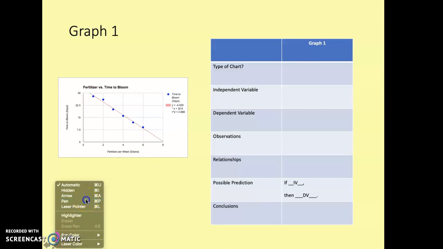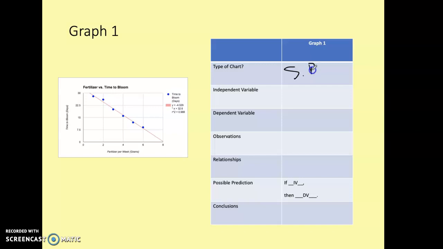I really wish that this would allow me to type. So I got a scatter plot. I'm just going to put SP. It has a line of best fit here. Notice how it's not a line graph because they aren't connected.